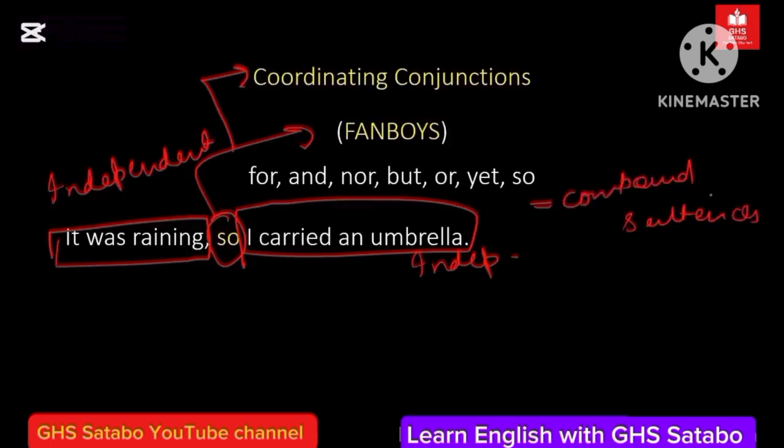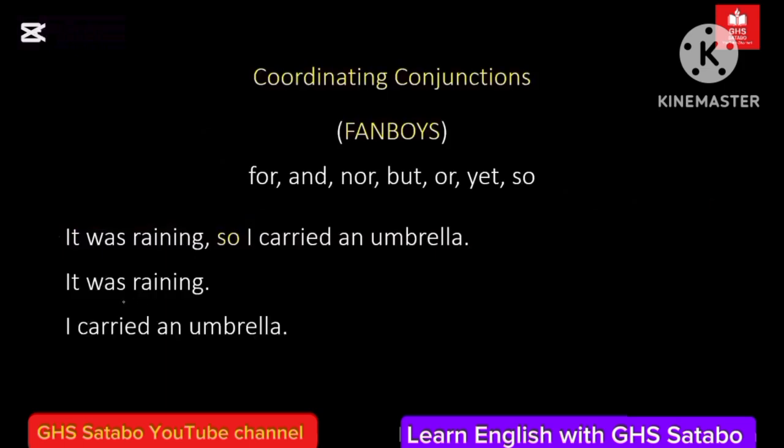Guys, please remember we are using very common words to make this concept very clear to you. If you still have a doubt, please go back and start again. You will definitely get accustomed to it. So in this case, as I said, it was raining is one clause. I carried an umbrella is the second clause joined by this conjunction.